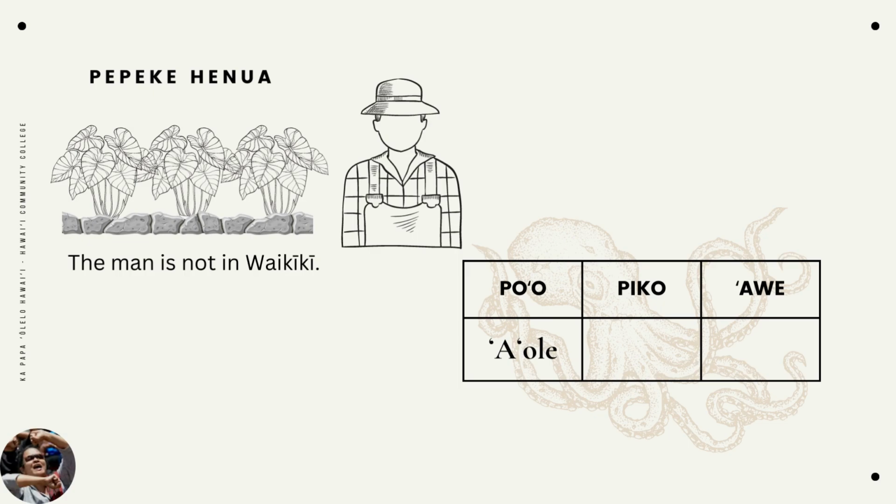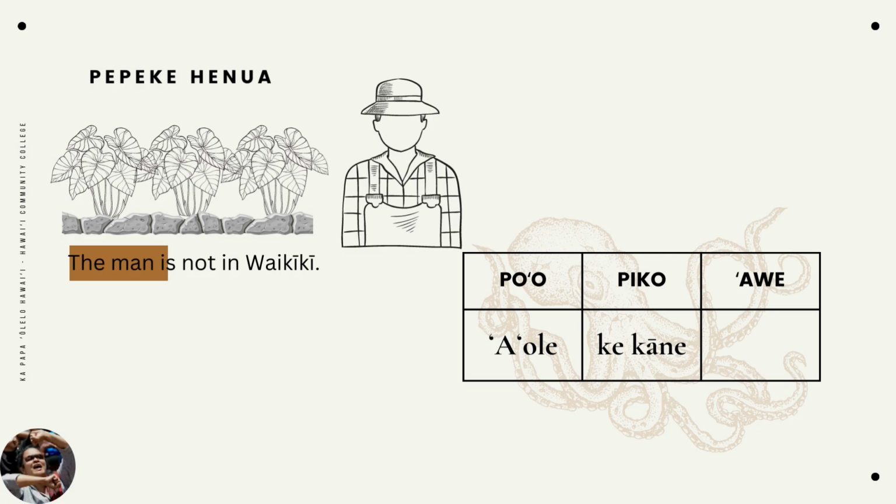Back to our Pepeke Henua. Keeping our octopus metaphor in mind, remember that the po'o begins every sentence. For the negative Pepeke Henua, the po'o is the word ʻAʻole. The piko is the subject or main character of the sentence. In the sentence, the man is the piko.